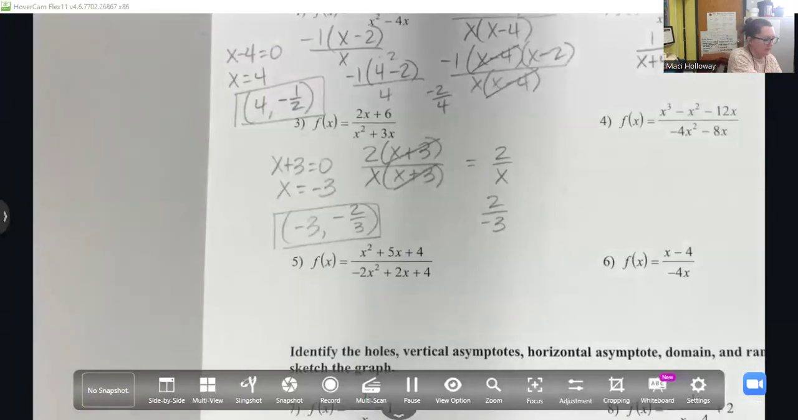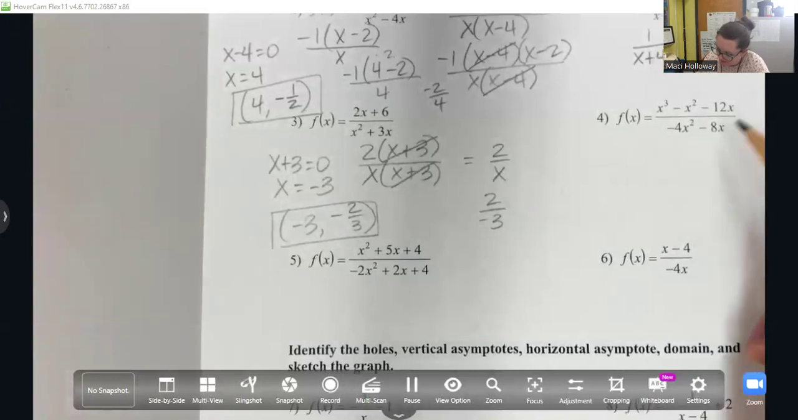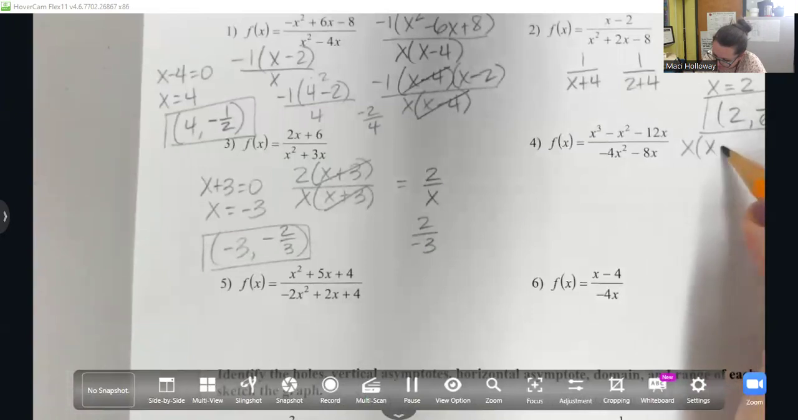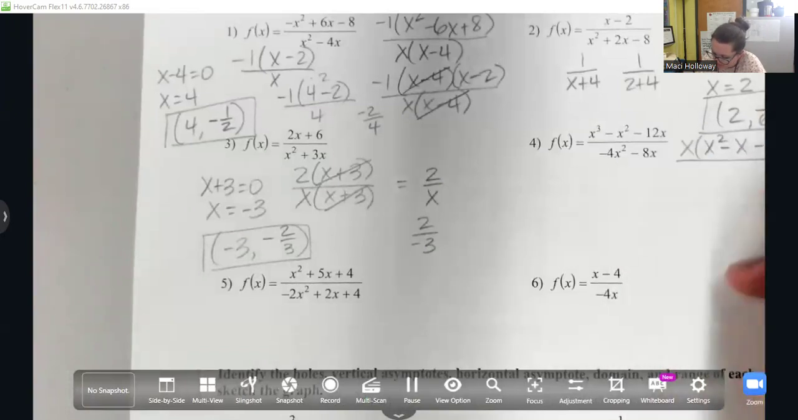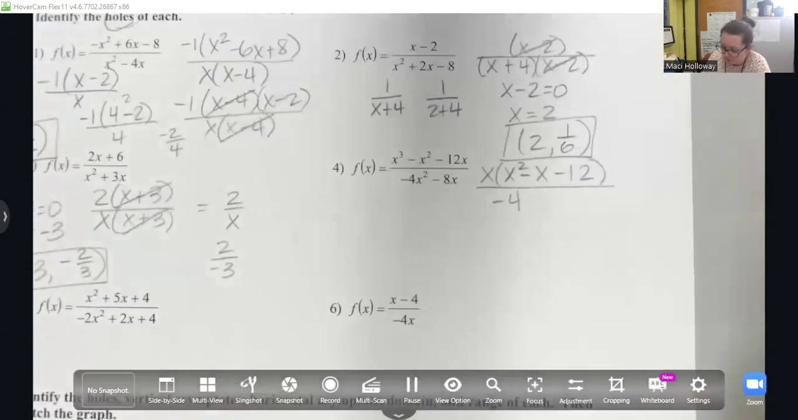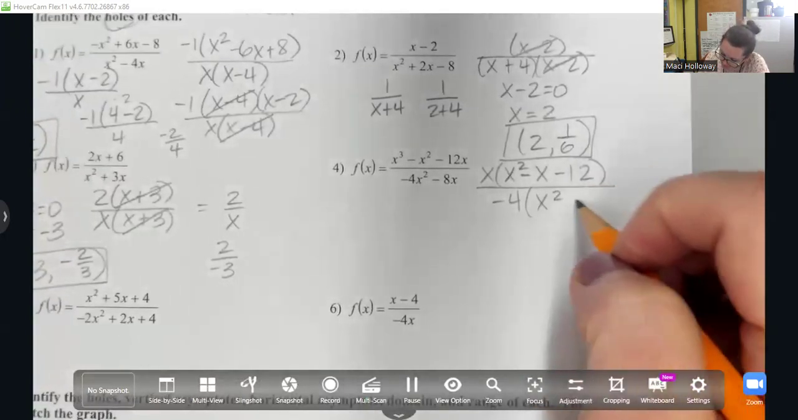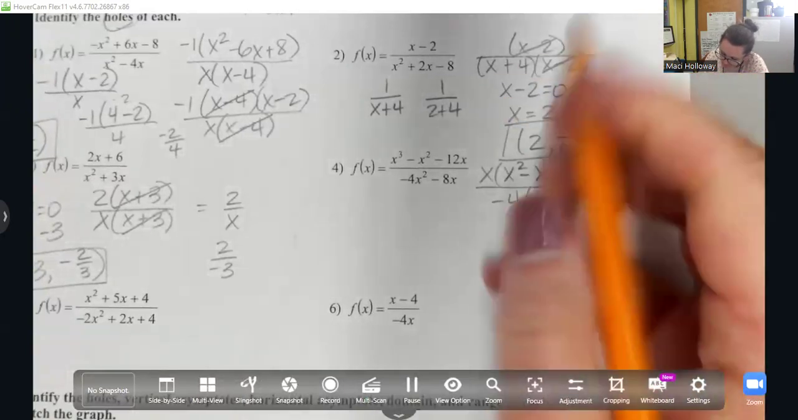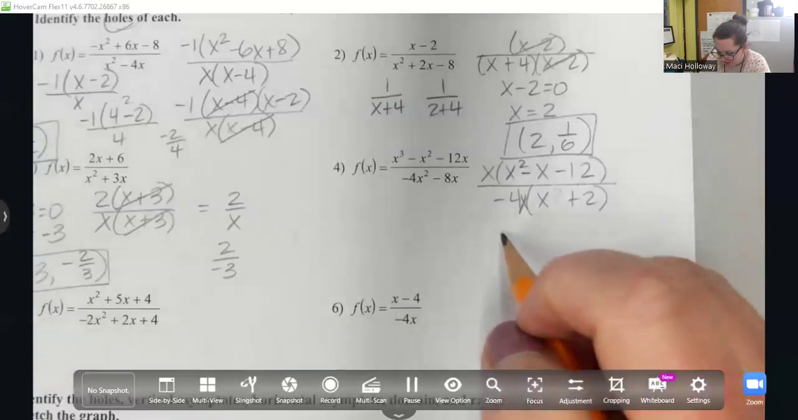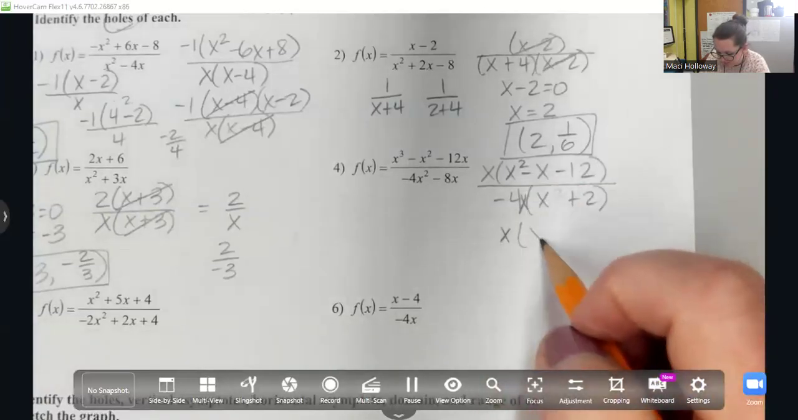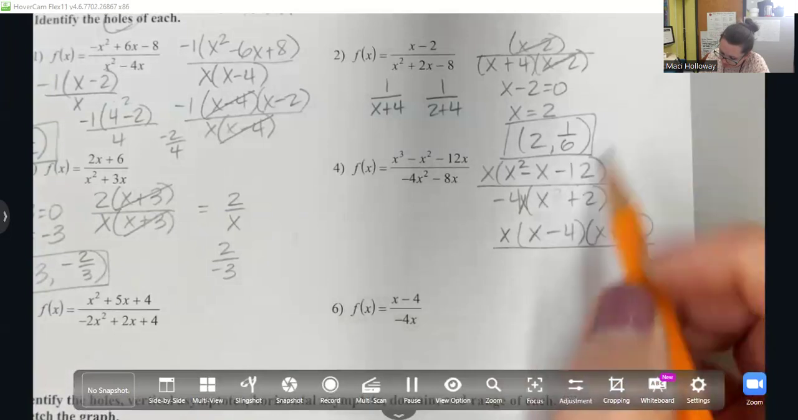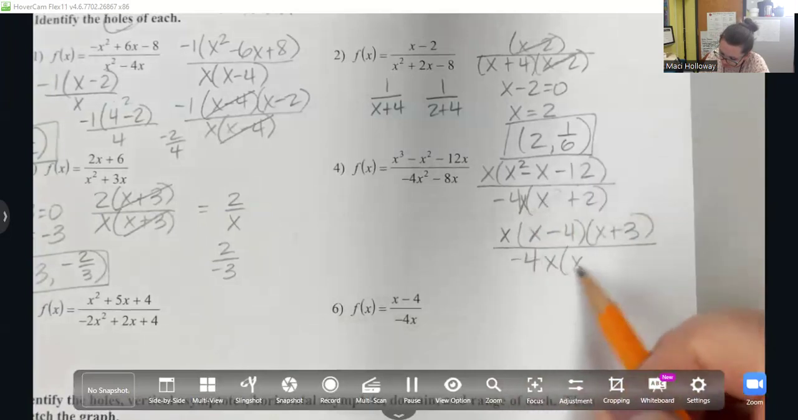All right. And then number 4. Let's factor an x out of the top first. So we have x squared minus x minus 12. We can factor out a -4 here. Move this to where you can see it. We have x squared plus 4x. Good thing I'm writing with a pencil. All right, so I can factor the top one a little bit further. So we have x, I think it's -4 and +3. And then down here is -4x and x plus 2.